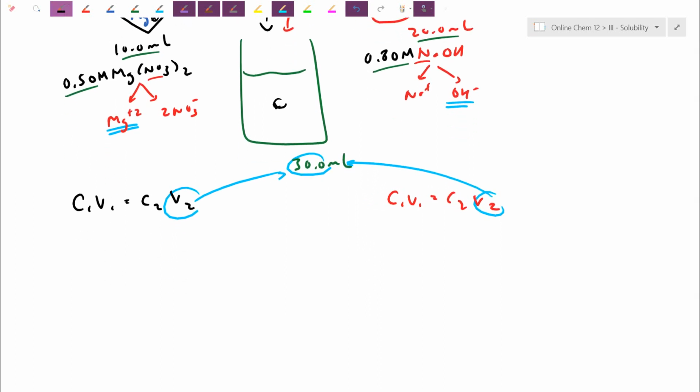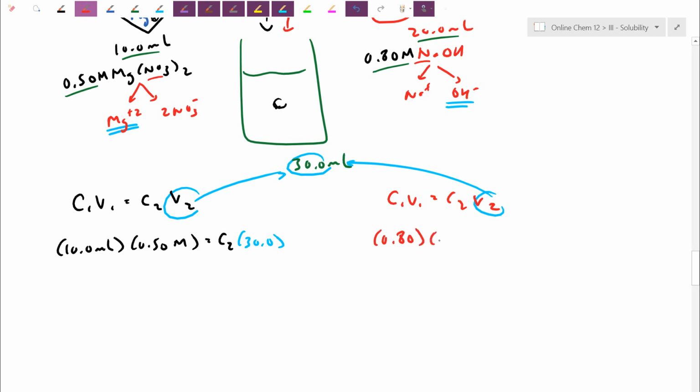So let's just set up a ratio here. We're just going to use 10 in milliliters. This formula here will work as long as your units are consistent. 0.50 molar is the MgNO3. What's the new concentration if my new volume is now actually 30? And in a similar fashion on the other side here, I started off here at a concentration of 0.80 molar. My volume was 20 milliliters. What's my new diluted concentration when my final volume again is 30? Both of them have been diluted down. That's what a mixing question is.